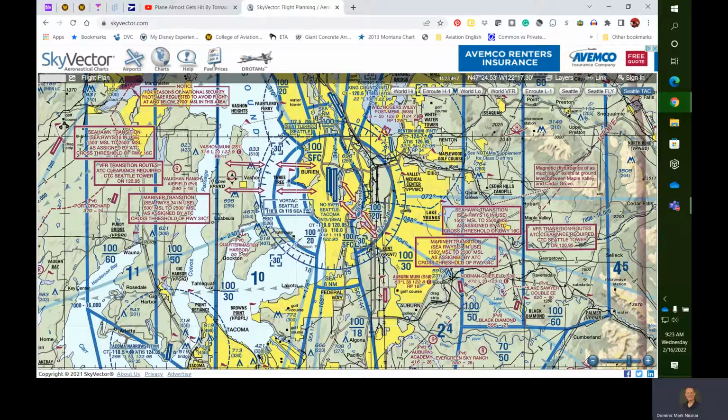All right, then we've got some time here to do our group activity of the airspace game. So please organize yourself into your groups and we'll get started.